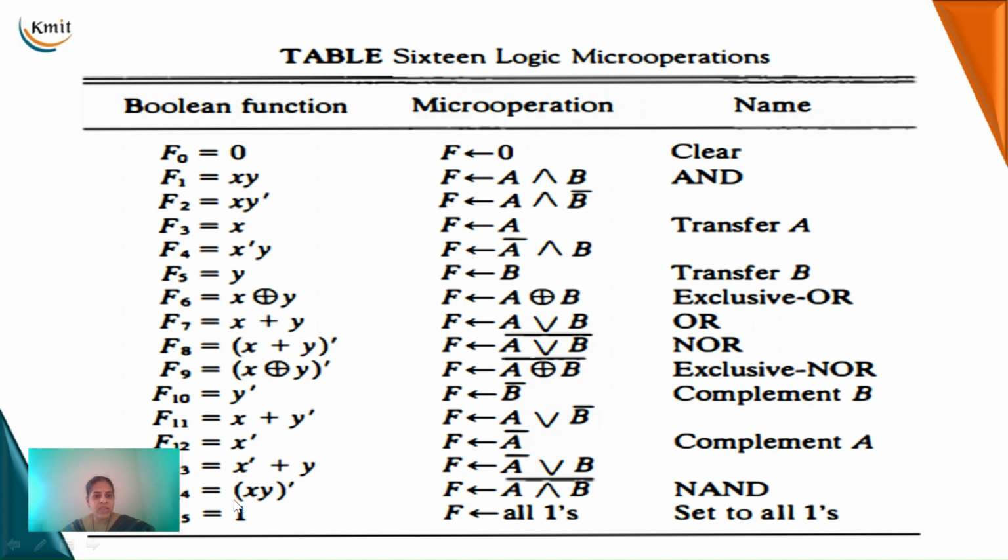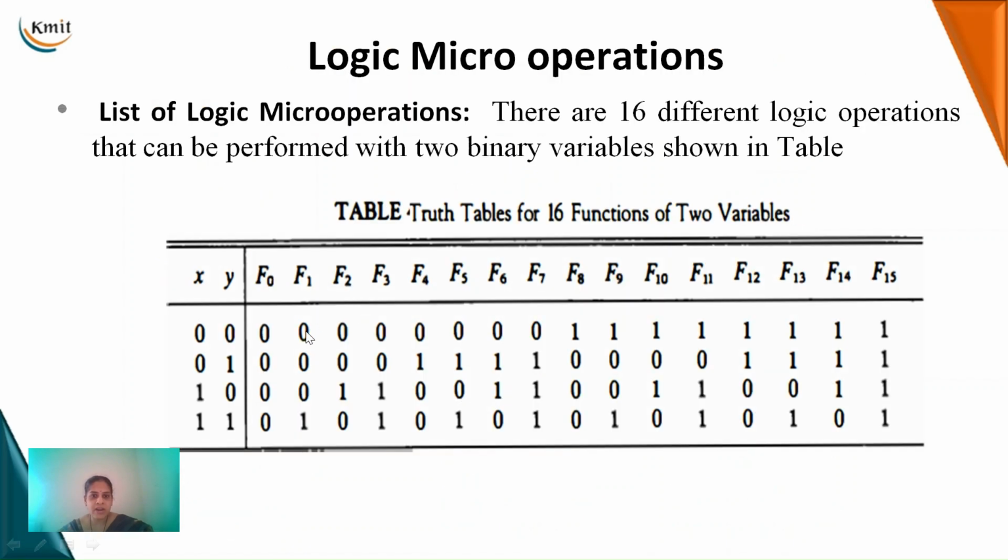Coming to F14, it is XY whole complement. First we are performing XY. So the F1 function is XY. So F14 is nothing but the complement of F1. Whatever is the output of F1, the complement operation will be the output of F14. So this is 0 0 0 1. If you do a complement, it becomes 1 1 1 0. So F14 is 1 1 1 0.